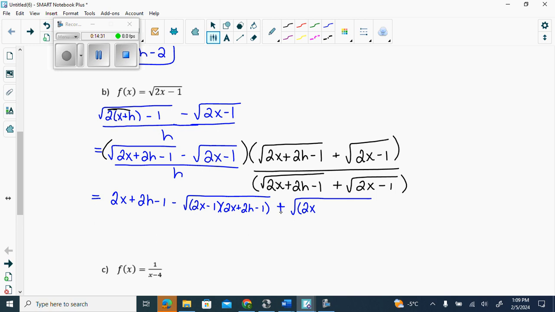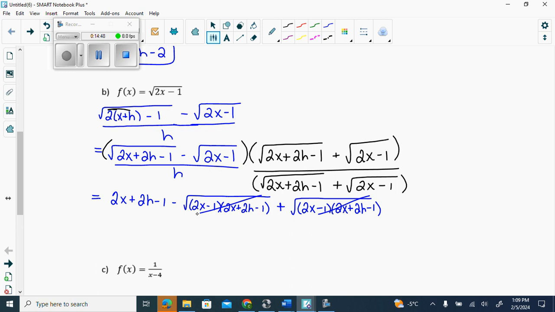2x minus 1, 2x plus 2h minus 1. And then they cancel. That's the point of multiplying by the conjugate. It gets one term positive, one term middle term negative, and they go away. If you multiply by the same sign in between, it won't happen, and that's why it's not the conjugate.